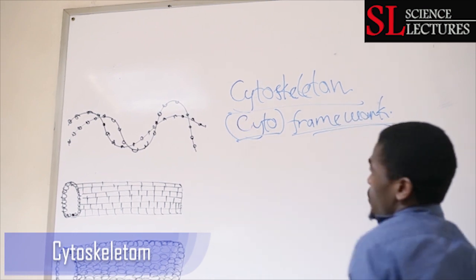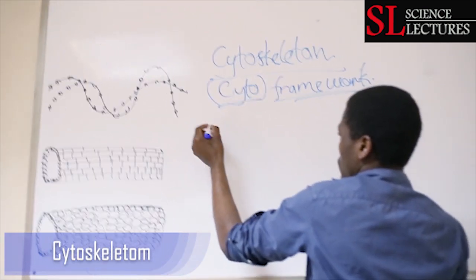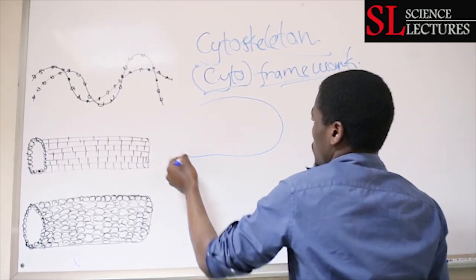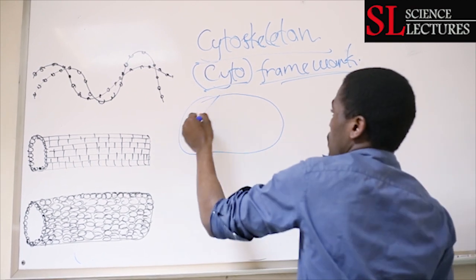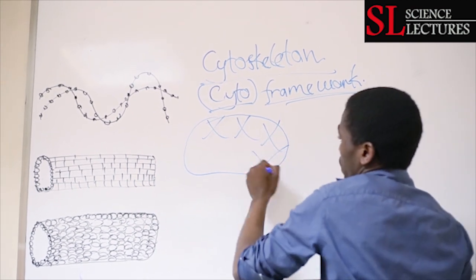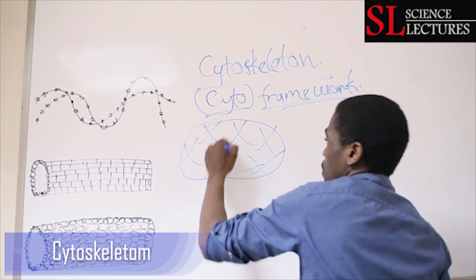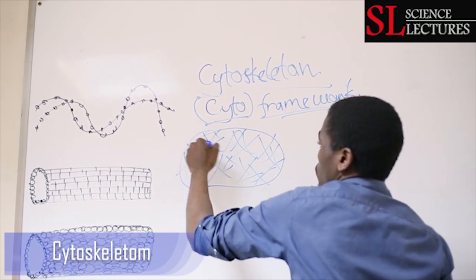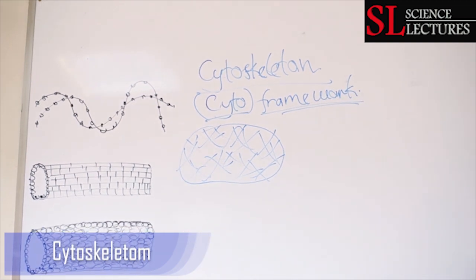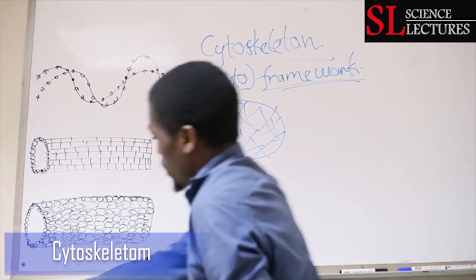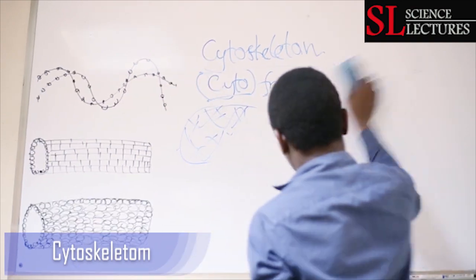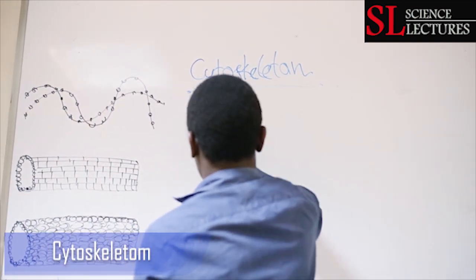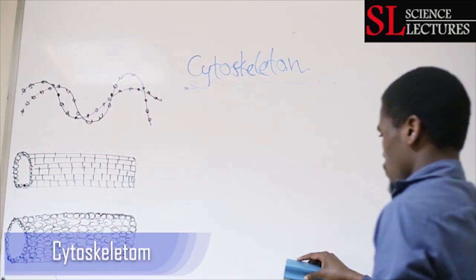So how can we represent the cytoskeleton? Let's say this is our cell. All over the cell, we have the cytoskeleton everywhere. It crosses into the cell, into the cell, into the cell. That is the cytoskeleton. But again, our cytoskeleton has three basic components.